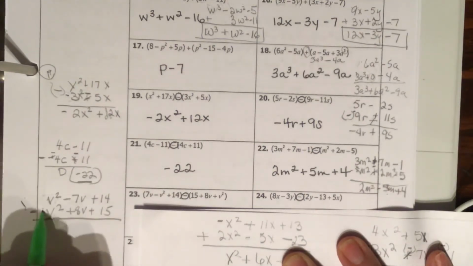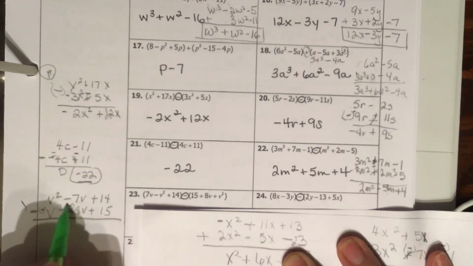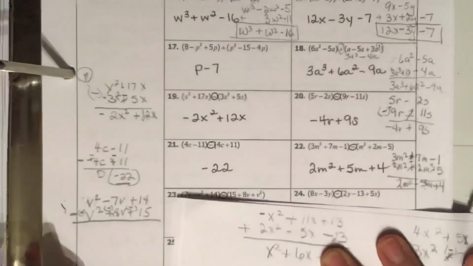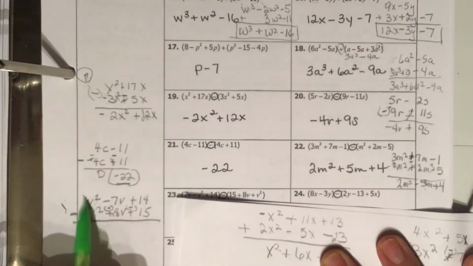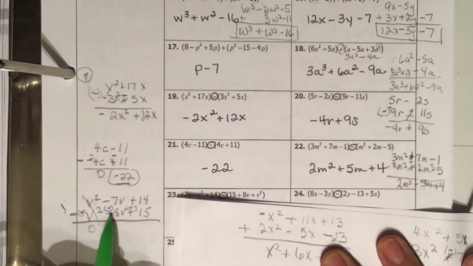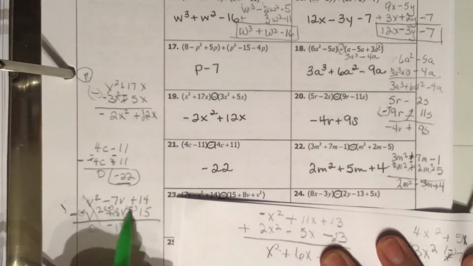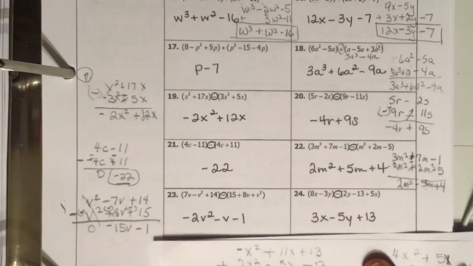This one will be a negative. This one is going to be a negative. This one will be a negative. It changed the signs all the way across. So we don't have any, that leaves 0 there. We have a negative 8 and a negative 7, which leaves a negative 15v. And then we have a positive 14 and a negative 15, we get a negative 1.